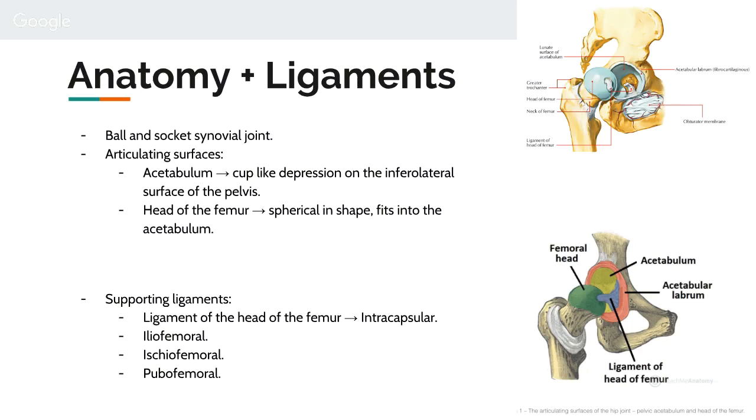Okay, hip joint. Made up of your hip and femur. There's some ligaments attaching stuff. Pubofemoral, ischiofemoral, iliofemoral. Basically, from the ilium to the femur, ischium to the femur, pubis to the femur. That's your hip joint.